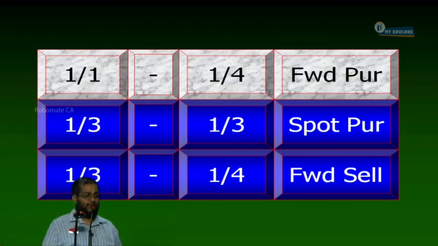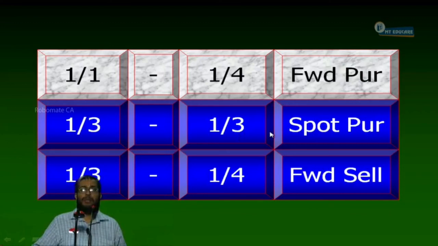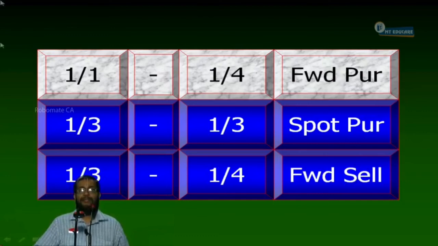11 to 14 forward purchase. 13 to 13 spot purchase. Tell me why I do the spot purchase? To settle my payable. Because on 13 I want the dollar immediately, hence I went for a spot purchase. 13 to 14 forward sell.